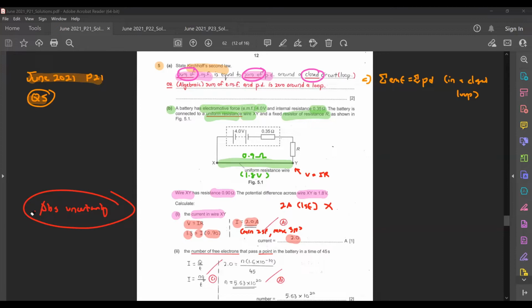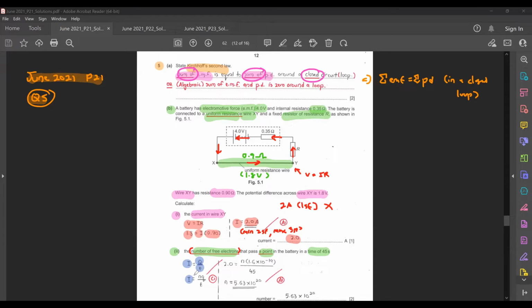Now if you move on to the next part, it is asking you the number of free electrons that pass a point in the battery in a time of 45 seconds. Okay, so in your case, whatever current was flowing through your uniform resistance wire will also be the same current flowing elsewhere in the circuit because it's a series connection. So the current flowing through your battery is the current that you calculated initially. You want to find the number of free electrons. You will make use of the definition of current that you would have learned before, where current is rate of flow of charge, total charge divided by time.